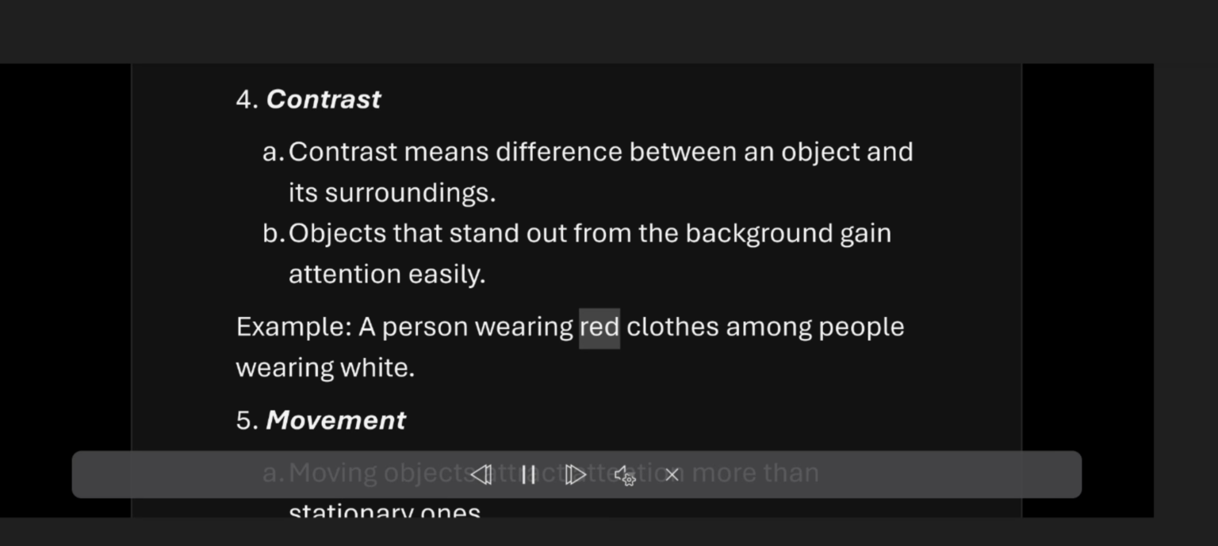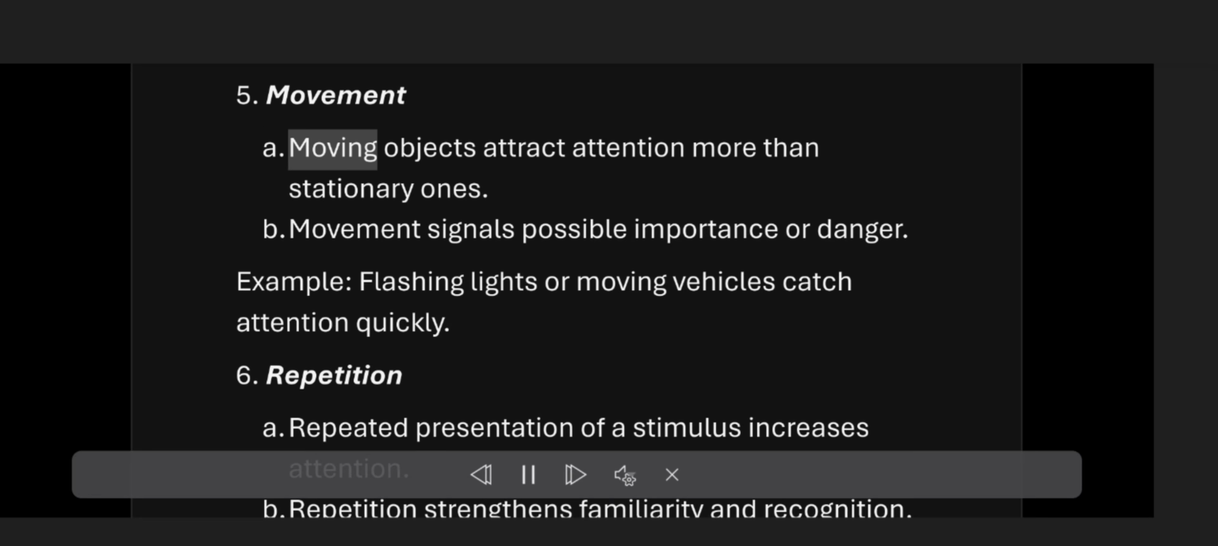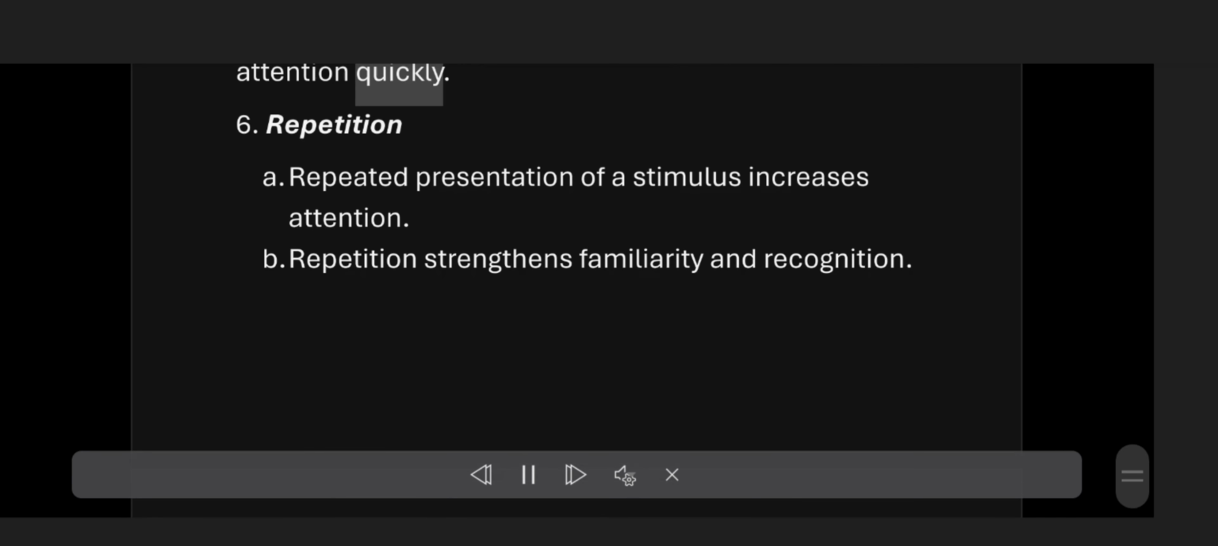Example, a person wearing red clothes among people wearing white. 5. Movement. Moving objects attract attention more than stationary ones. Movement signals possible importance or danger. Example, flashing lights or moving vehicles catch attention quickly.